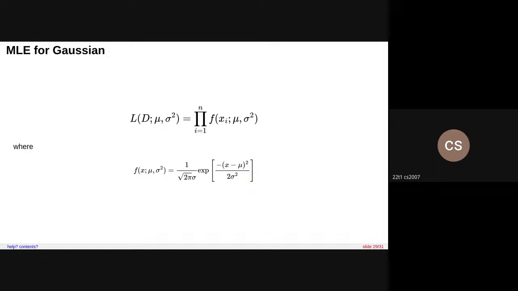So the MLE for Gaussian is like this. We have seen Bernoulli, now it's Gaussian. The likelihood is just the product of n Gaussians. Again, we can say this because of the IID assumption.